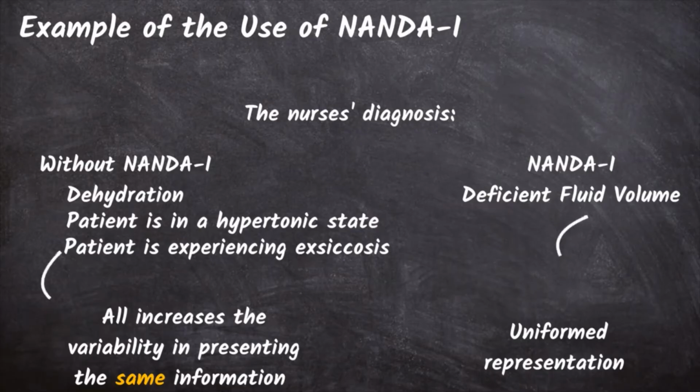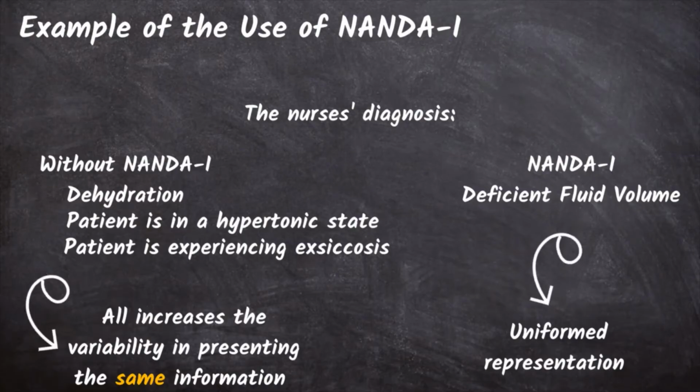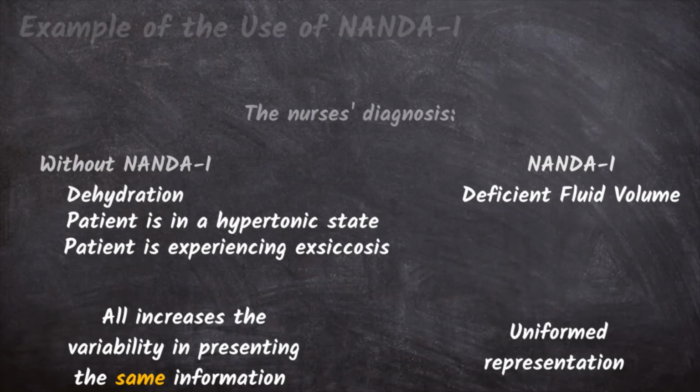Another nurse might document that the patient is in a hypertonic state, and a third might document that the patient is experiencing exsiccosis. All three nurses had the same data, and all three nurses came to the same conclusion that the patient is dehydrated, but they all documented it in a different way. If all three nurses used NANDA to document their patient's state, they would have all documented deficient fluid volume.